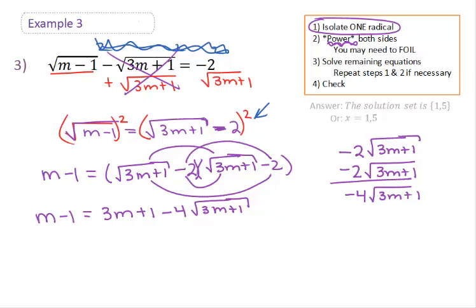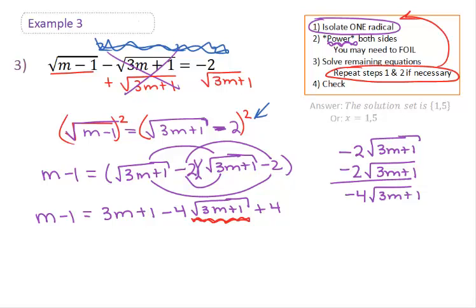And last, negative 2 times negative 2 gives me positive 4. Now we have FOILed it, but notice that we still have a square root involved, which means that we have to go back to step 1 and 2 and repeat them. So what we need to do is isolate that square root.